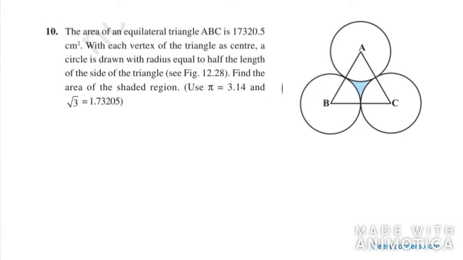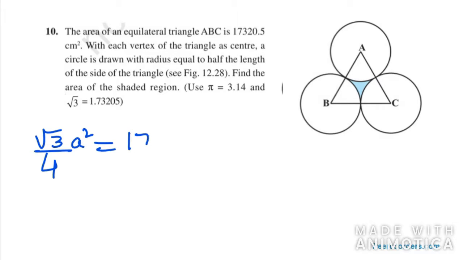Let's move on to question number 10. In this case, we need to find the smaller shaded portion. For this, as you can see, we are given the area of the equilateral triangle here. The area is already calculated here. We need not find anything. In this case, first of all, it will be like this. I hope all of you know what the area of an equilateral triangle is. It is root 3 by 4 a square.